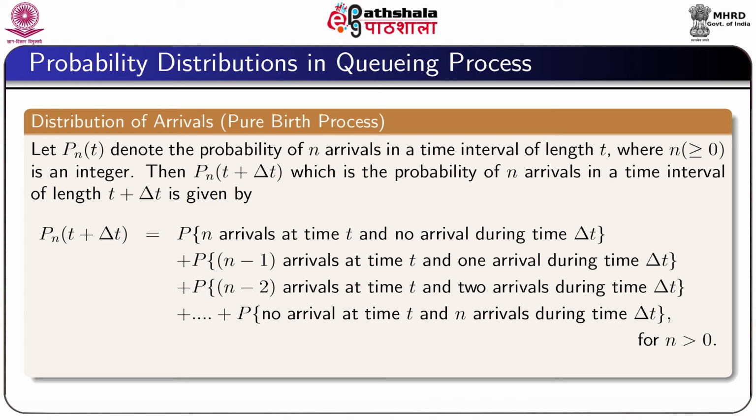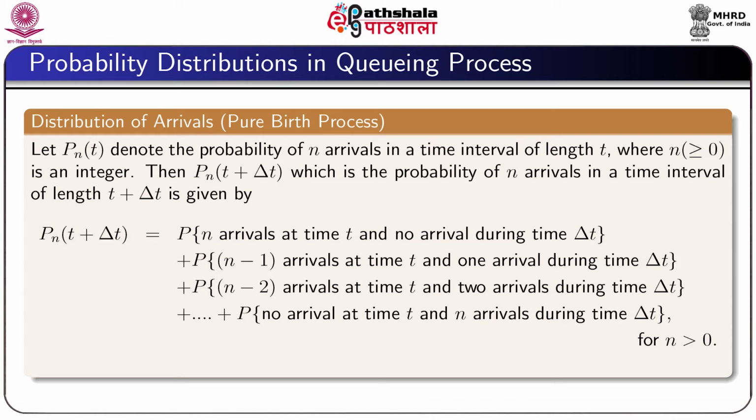P n t plus delta t equal to probability of n arrivals at time t and no arrival during time delta t, plus probability of n minus 1 arrivals at time t and 1 arrival during time delta t, plus probability of n minus 2 arrivals at time t and 2 arrivals during time delta t, plus so on, plus probability of no arrivals at time t and n arrivals during time delta t.